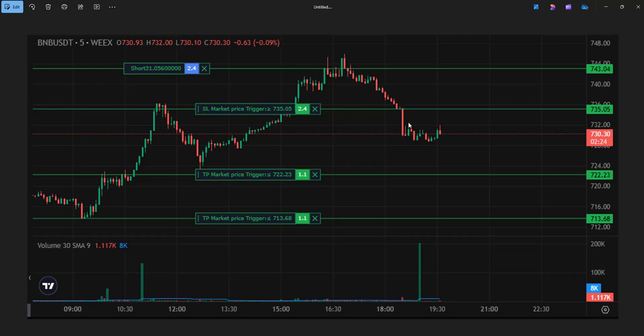And price has come down, so I moved my stop loss. It was somewhere up here. Because price has come down pretty far since I got in, I moved my stop loss down. So now all this is profit. So I can't lose on this trade really.